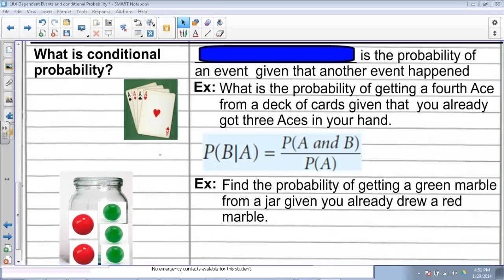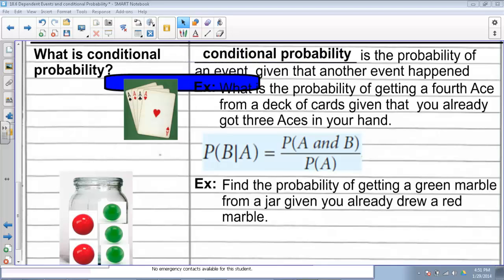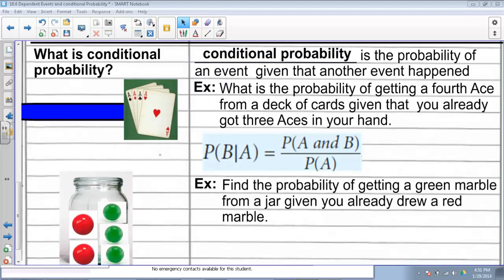Now let's talk about conditional probability. First, let's talk about what conditional probability is. Well, conditional probability is the probability of an event happening given that another event happened. Okay? And that event affected the outcome of the next event.